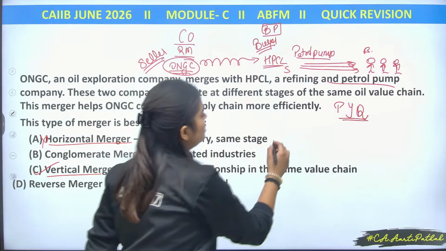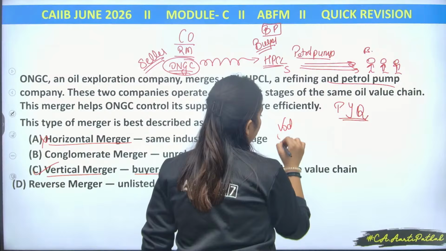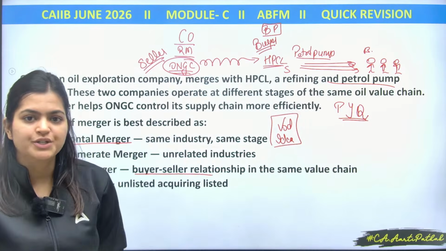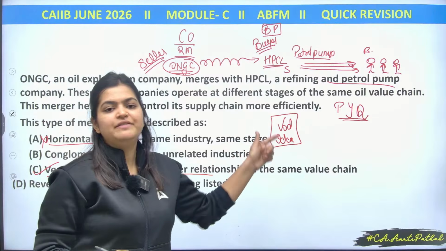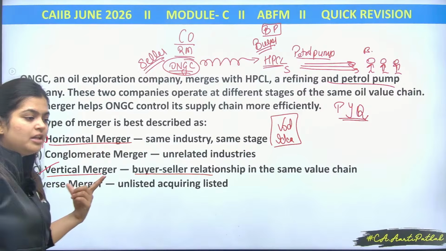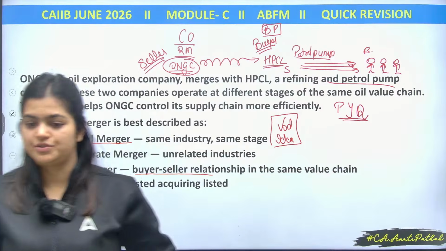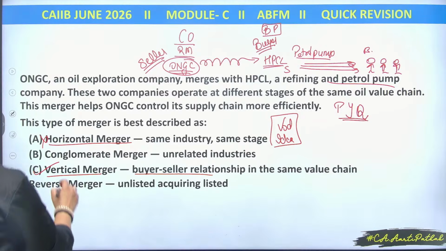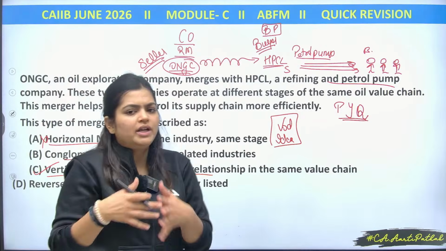Generally, we discuss the Vodafone Idea example because they both were competitors earlier before the merger. Okay, so same level they are standing, and if they merge, that is horizontal. Vertical means in a supply chain you are merging. Okay, now next is your conglomerate. Conglomerate means unrelated companies, totally unrelated companies.